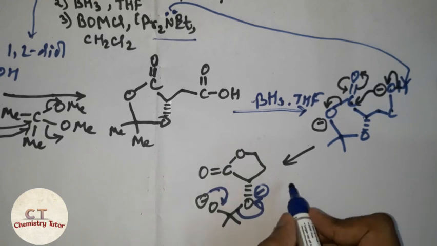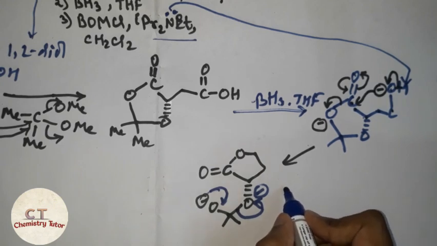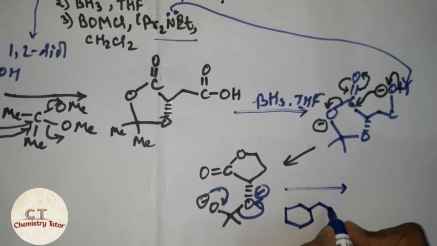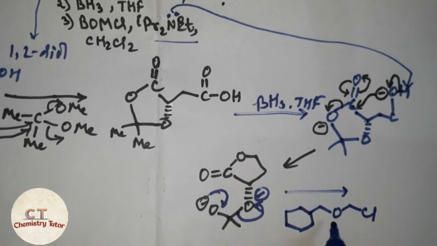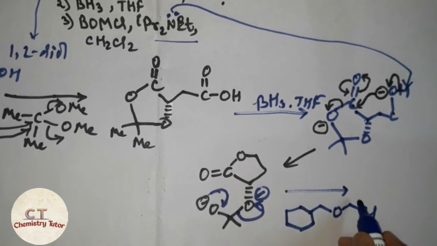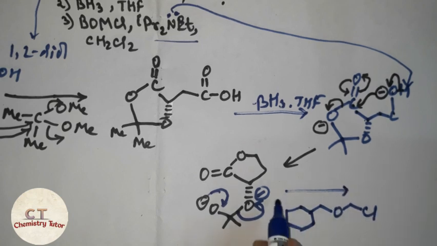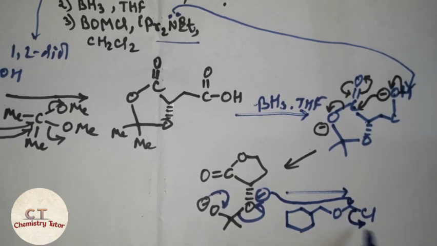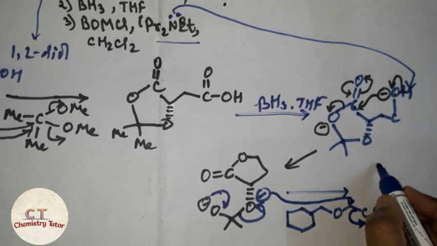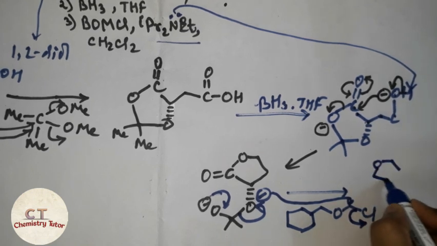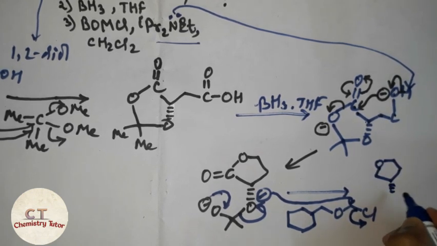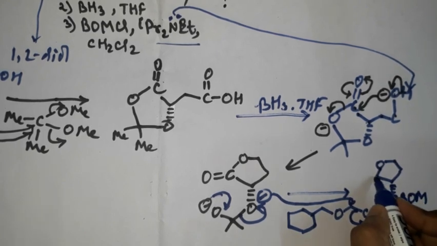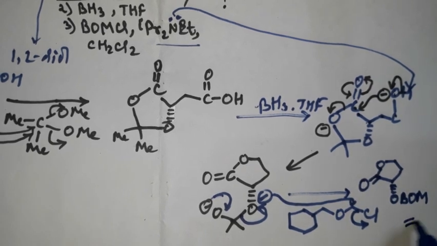Okay, further BOMCl is also given, and BOMCl is, let me draw the structure first. BOMCl stands for benzyl chloromethyl ether. Okay, so the next step is easy. This negative charge is again going to attack here, and chlorine is a good leaving group, so it will leave, and thus the product forms as oxygen and BOM, I am writing in the short form, and here is carbonyl. So this will be the final product of this reaction.